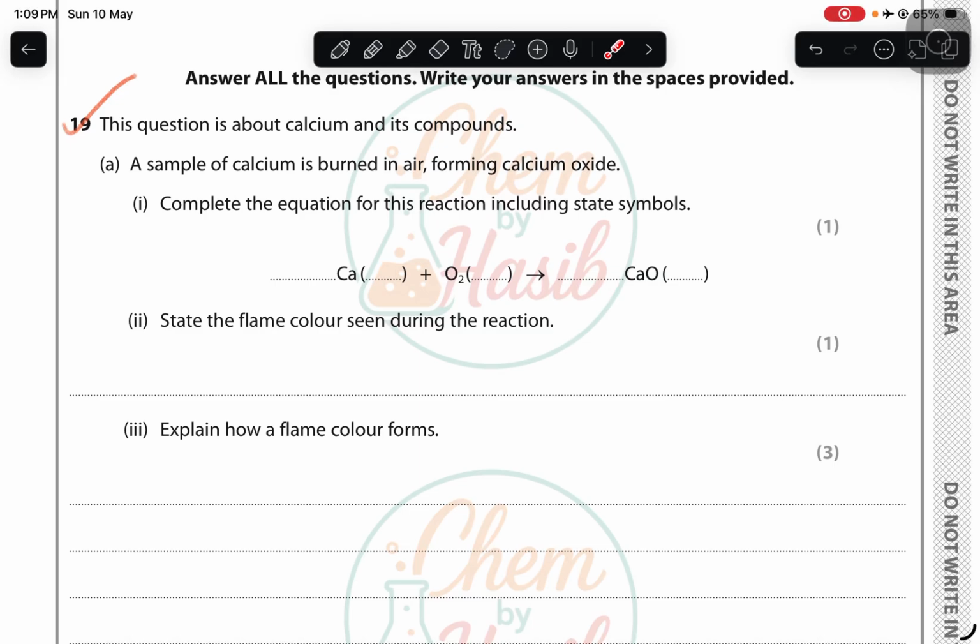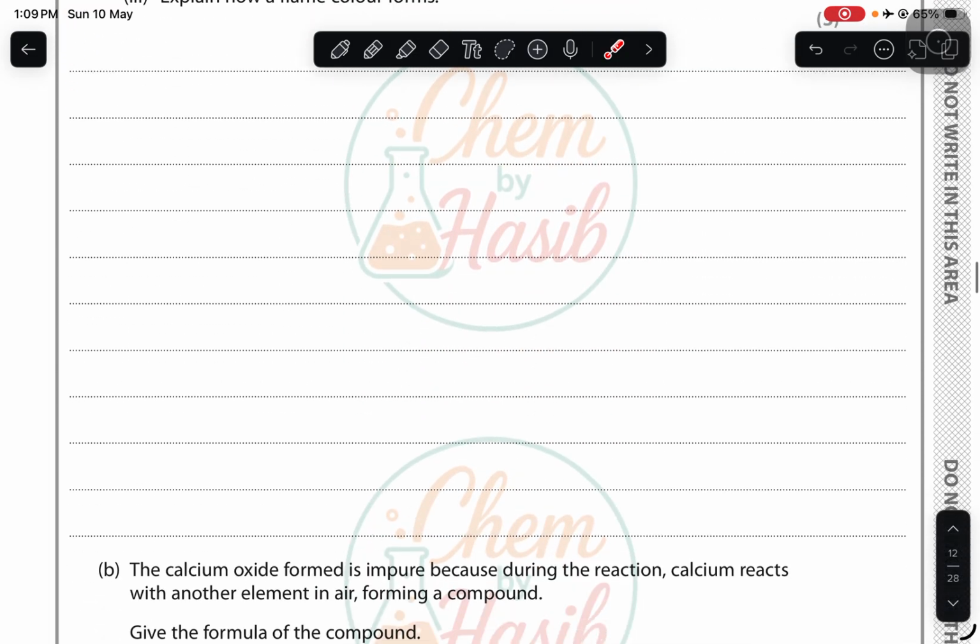Of October 2025, Unit 2. We move to Section B. We will be solving some selected questions.